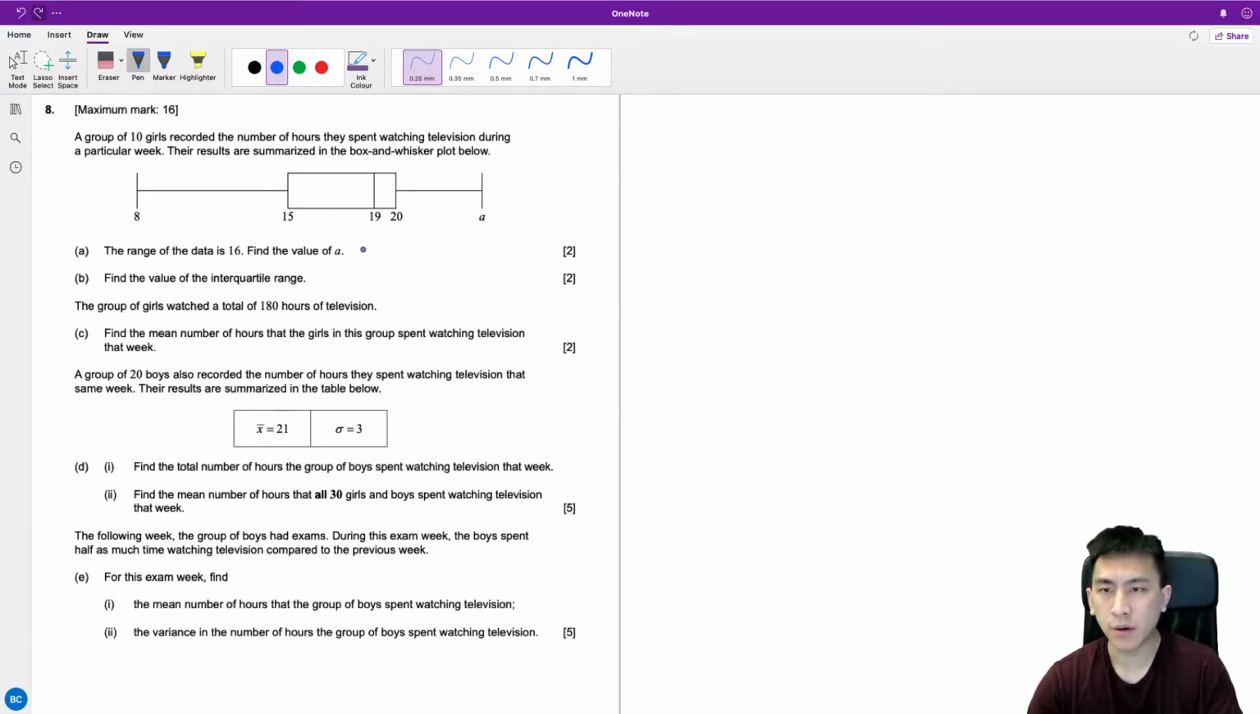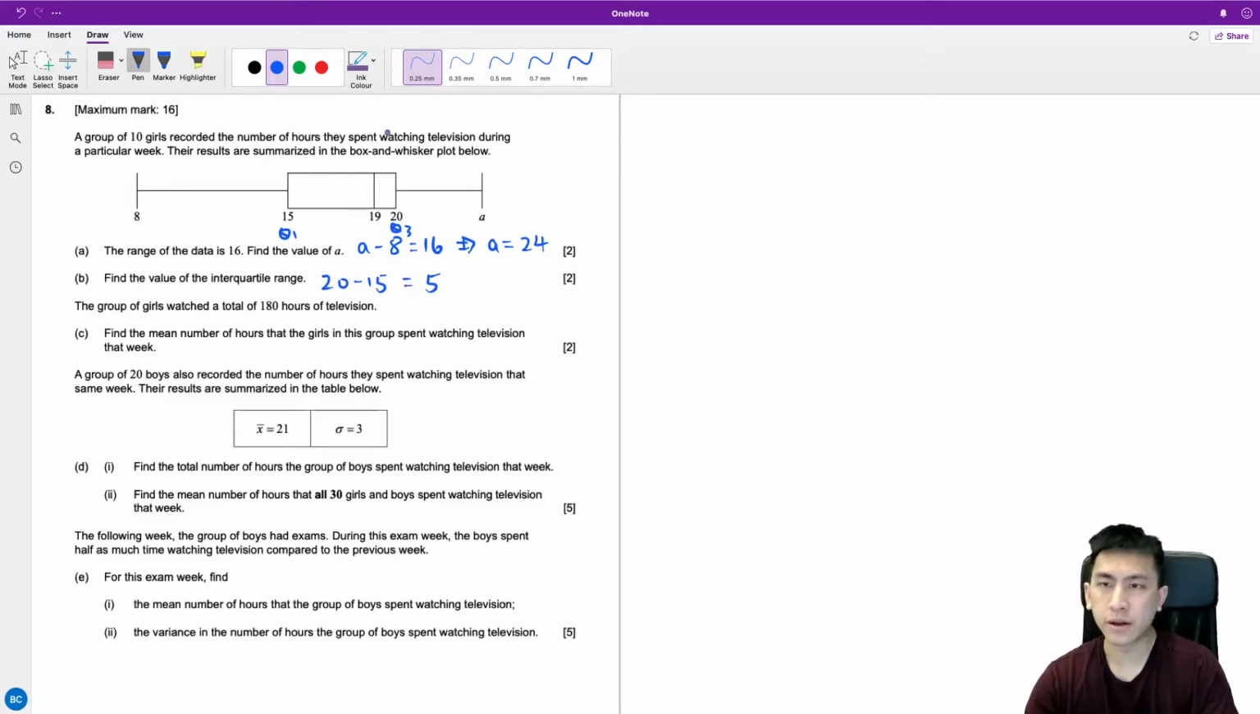So that simply tells you A minus 8 equals 16, right? So that would give you A simply equals 24. I think that's very straightforward. Find the value of the interquartile range. Now, I think so far it's just textbook knowledge. So the interquartile range is like that, right? That's already Q1, you have to know. And of course, 20 is your Q3. So therefore, it would just be 20 minus 15 equals 5, right?